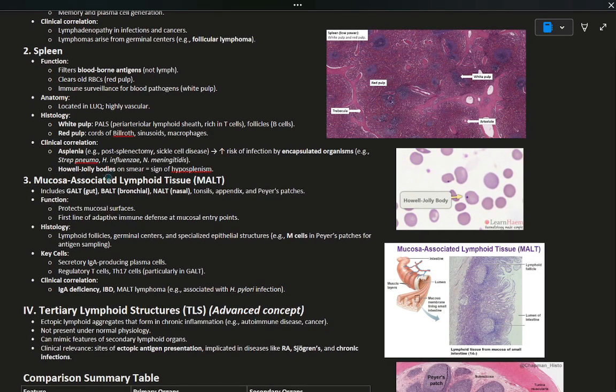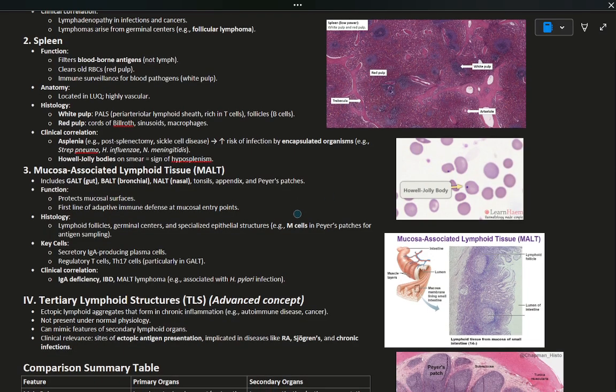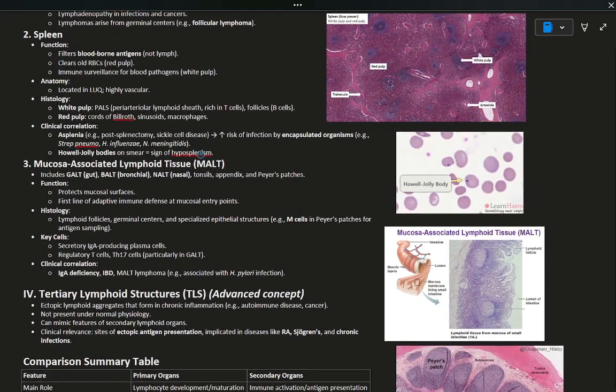Also, when you do a blood smear test and you see Howell-Jolly bodies, that can indicate the occurrence of hyposplenism. And with a blood smear test, the Howell-Jolly bodies will typically look like this. So be on the lookout for them, especially when you suspect a patient having hyposplenism.